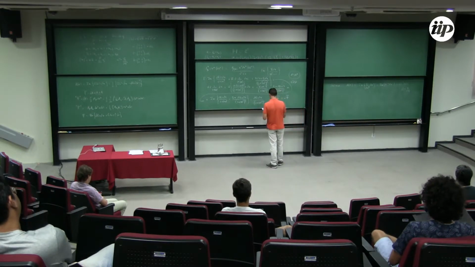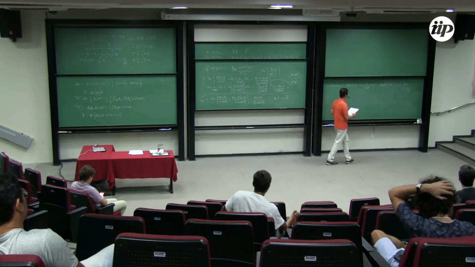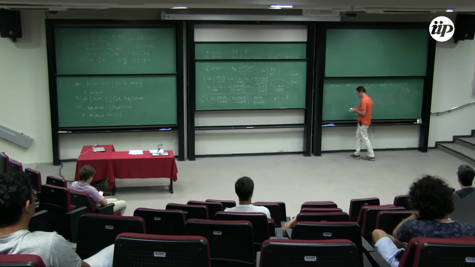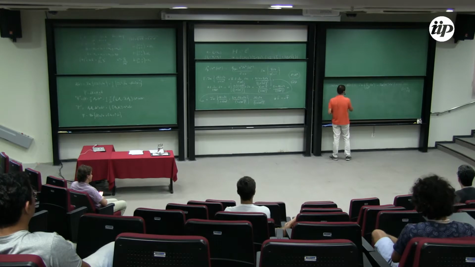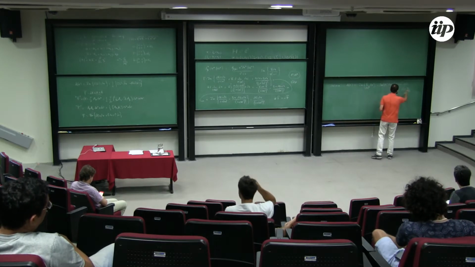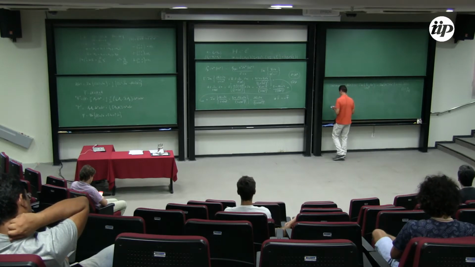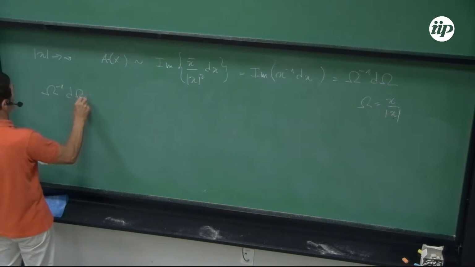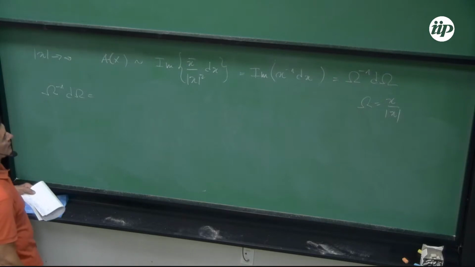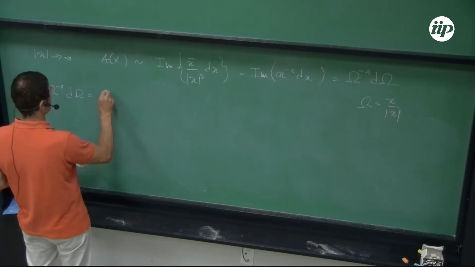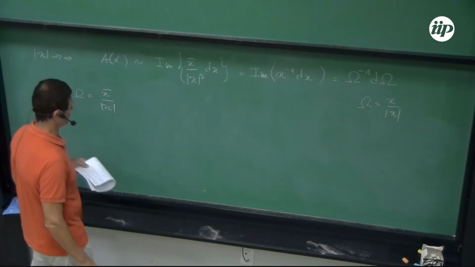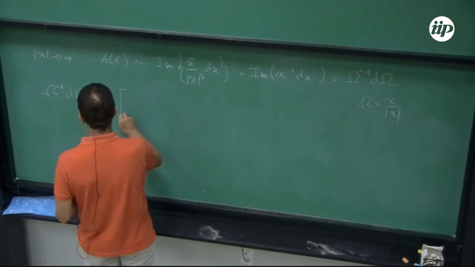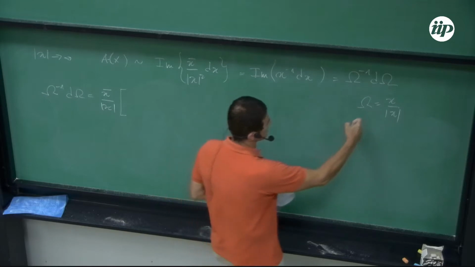And this is something one should have known. If we want to get convinced of this fact, we just perform the computation of omega to the minus 1 d omega as a check. Let's do the check that we really find this quantity. So omega to the minus 1 is just this thing, x bar over modulus of x. Now we have to take the d omega, which is d of this.